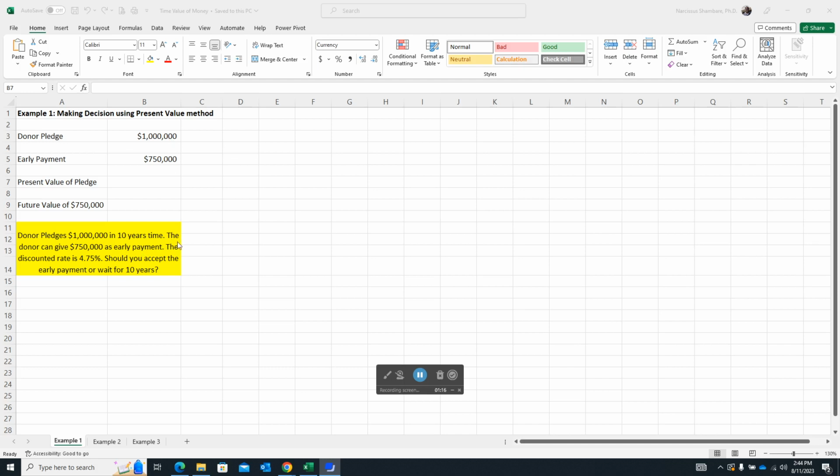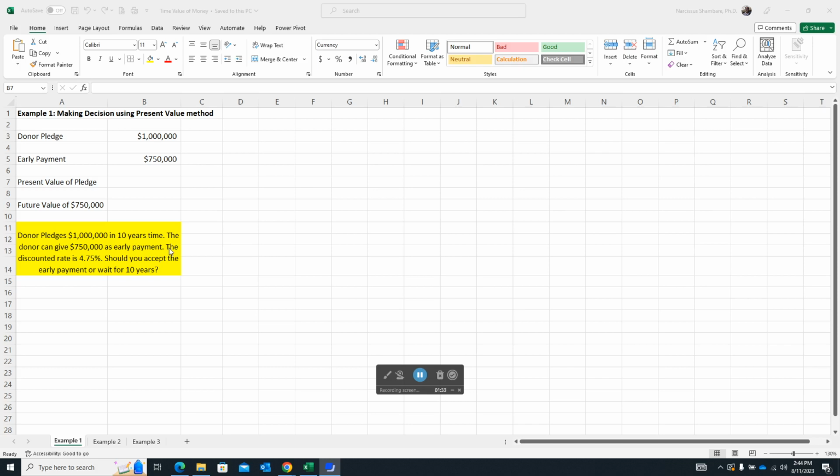However, the donor is also giving an option that if you don't want to wait for the 10 years, you can get the money right away, but it's only going to be $750,000. So it's $750,000 if you want the money right now. How do you make that decision?